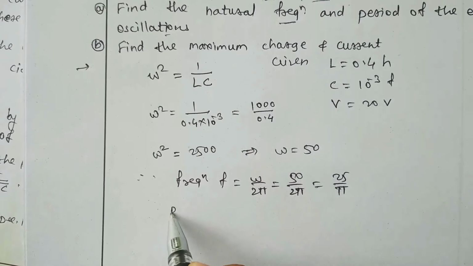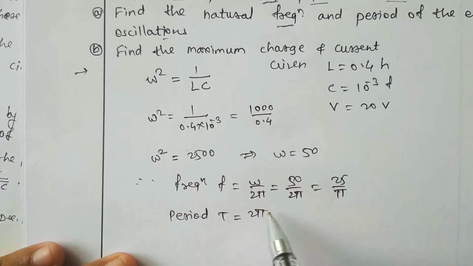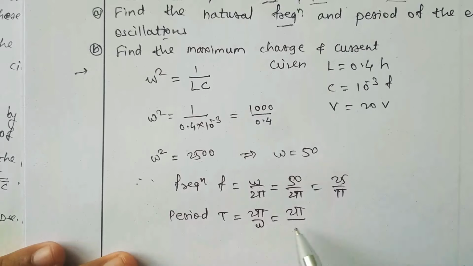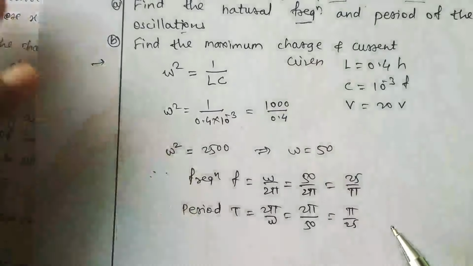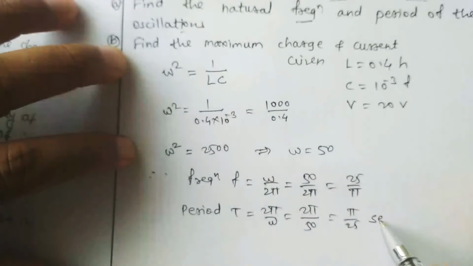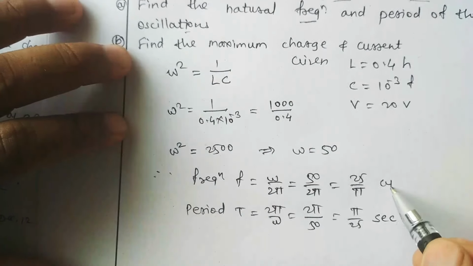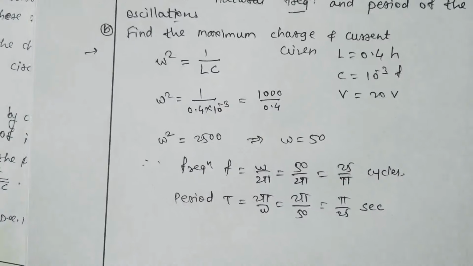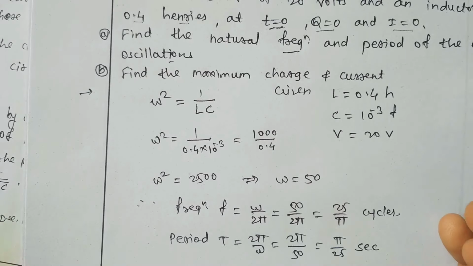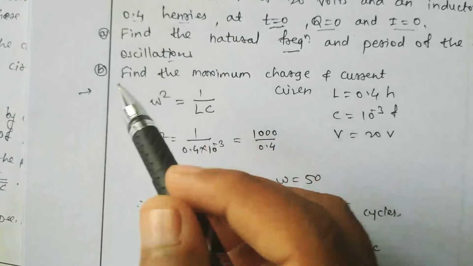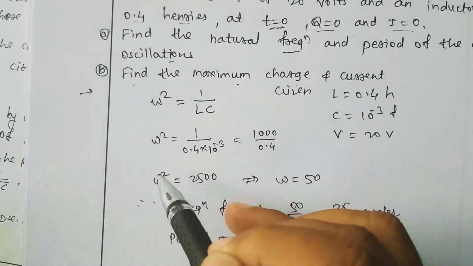And the value of period is equal to 2 pi upon omega. So 2 pi upon the value of omega, which is 50, so it is pi upon 25. That is the period. So for period we can say pi upon 25 seconds, and for frequency 25 upon pi cycles. So this is the solution of the first part, that is to find the natural frequency and period of the electrical oscillations.